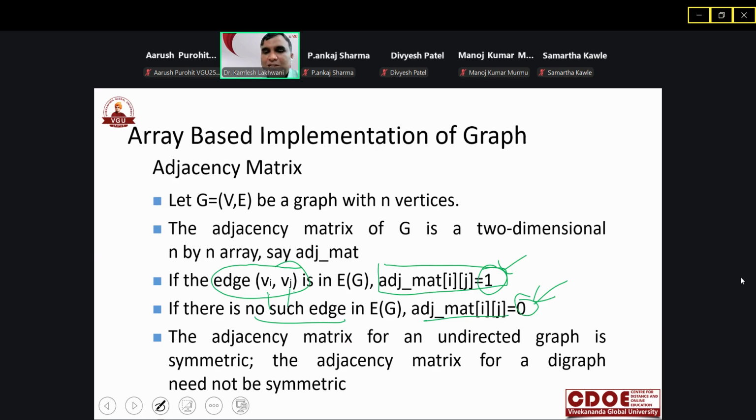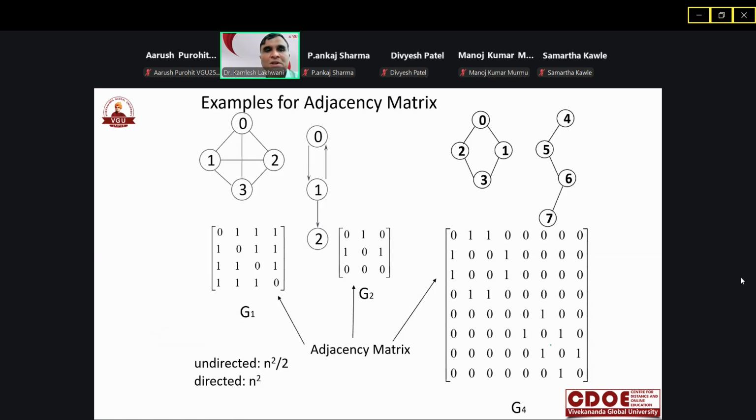The adjacency matrix for an undirected graph is symmetric. The adjacency matrix for a digraph need not be symmetric, right? So this graph G1 is an undirected graph. You can see there is no direction mentioned on the edges between the vertices. Like there is an edge between 0 and 2, but direction is not mentioned. So this graph is called an undirected graph.